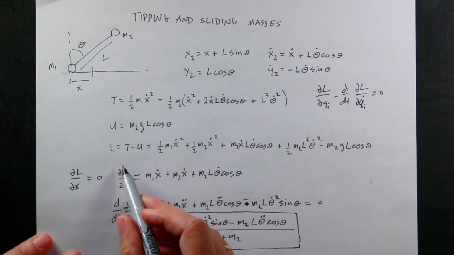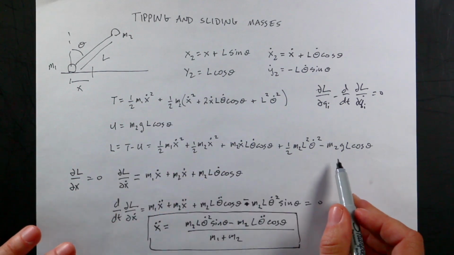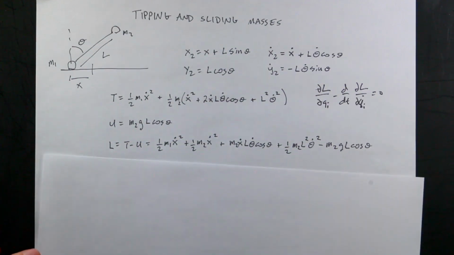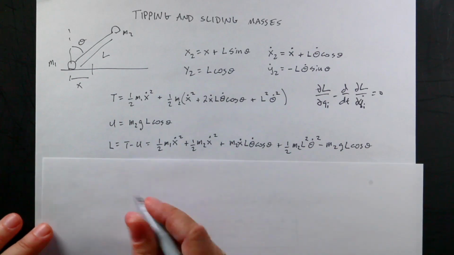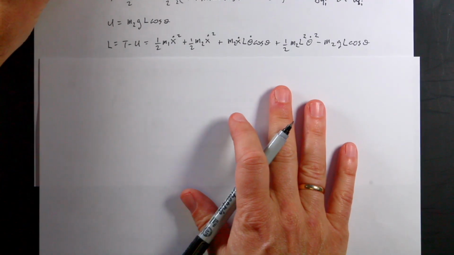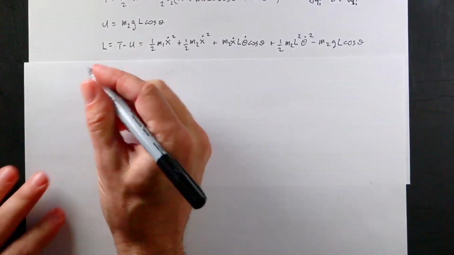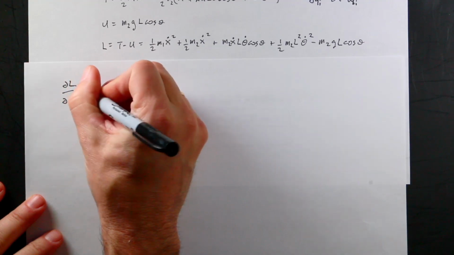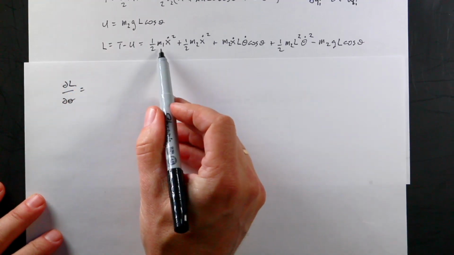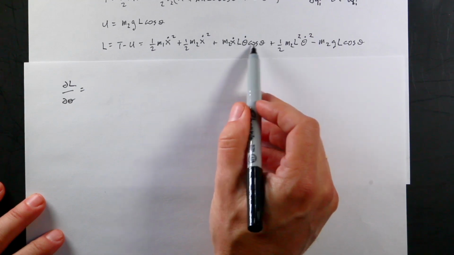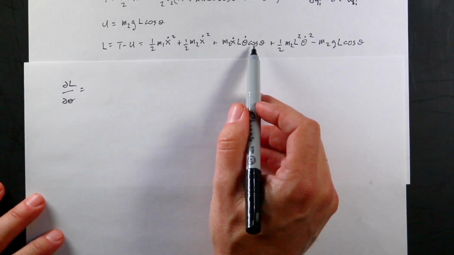Now I need to go back up here to L and take the partial and do the theta dots. The thetas. Okay, so I need to take the partial of L. Let's just scoot this up. How's that? The partial of L with respect to theta. So let's look through what terms have theta. No theta, no theta. Here's the theta. So the partial of cosine theta with respect to theta is negative sine theta.